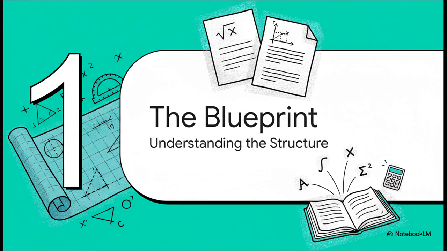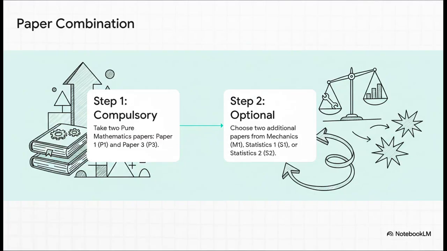First up is the blueprint. Over the next 2 years, what papers are you actually going to be sitting for? Let's find out. Think of it like a 4-paper journey. 2 of those are completely non-negotiable. That's paper 1 and paper 3, both in pure mathematics. These are your foundation. Then you get to choose 2 more optional papers to round out your A-level.